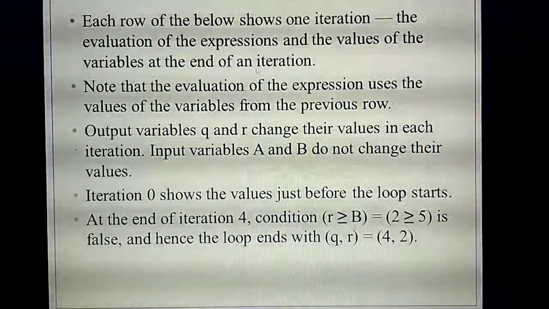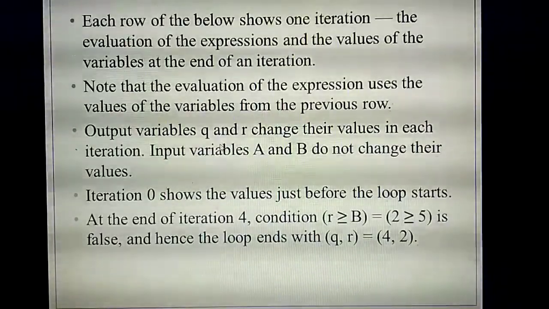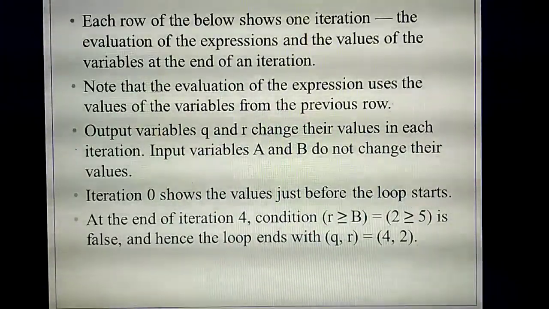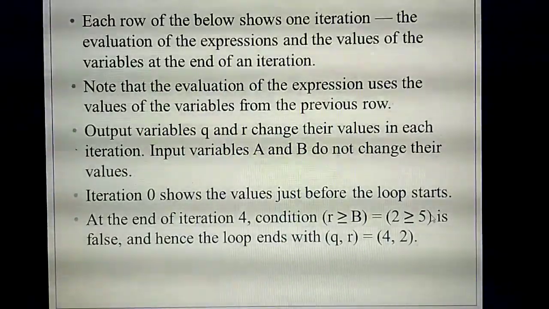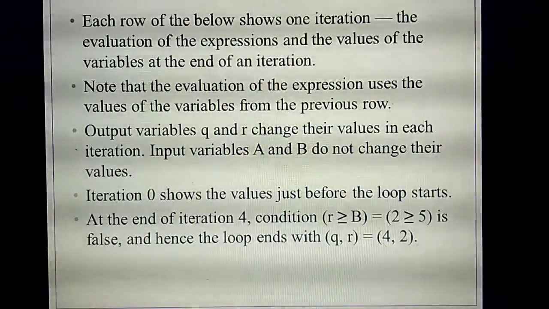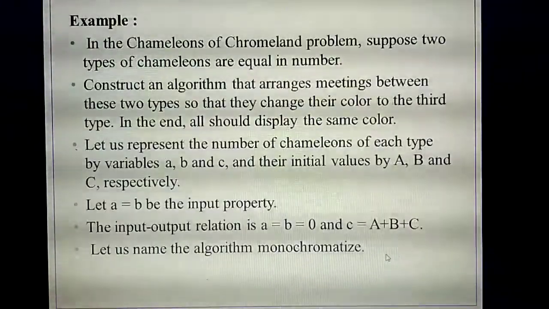Just to read it: the input variables are A and B and the output variables are Q and R. So you are going to check the condition. The remainder you are getting is 2, and 2 is less than 5. After that you can't divide. So at the end of the loop you will get the answer: the quotient is 4 and the remainder is 2.